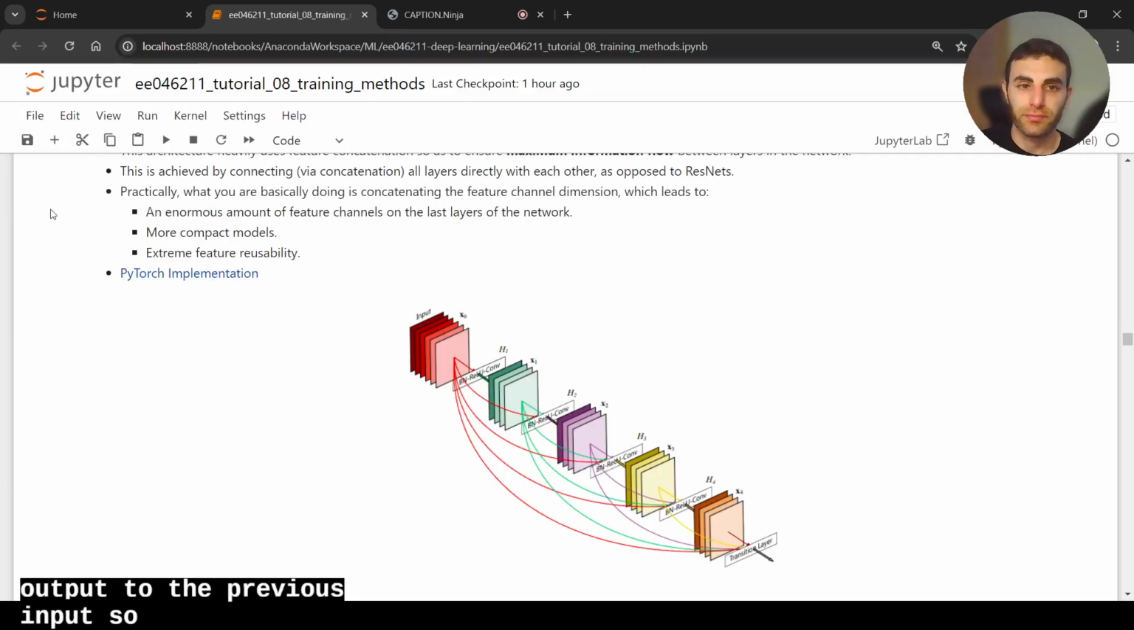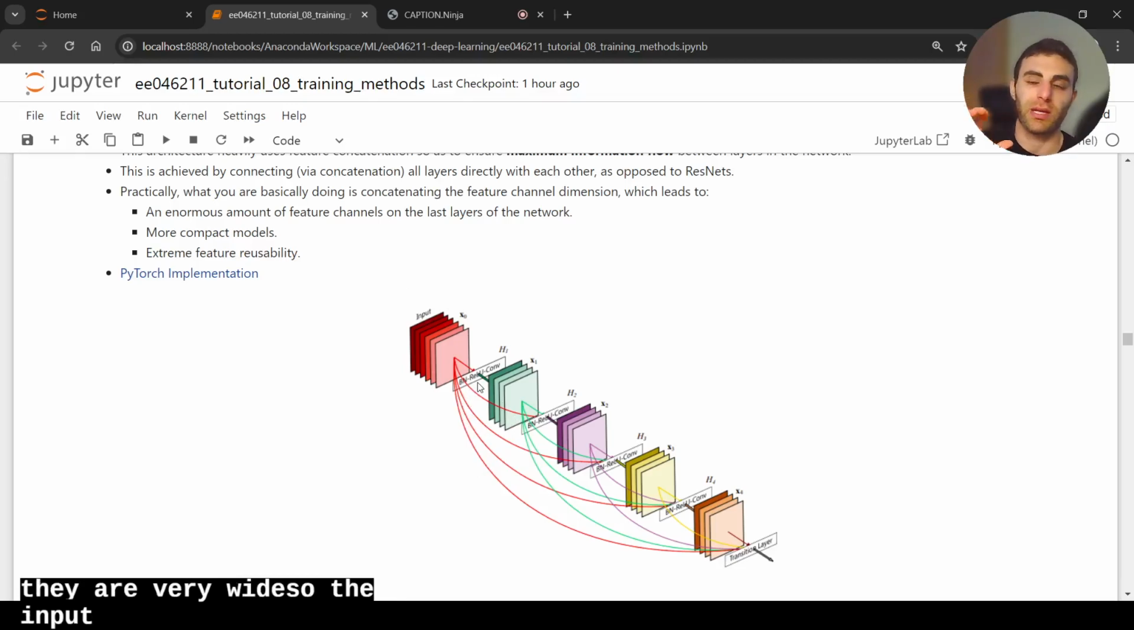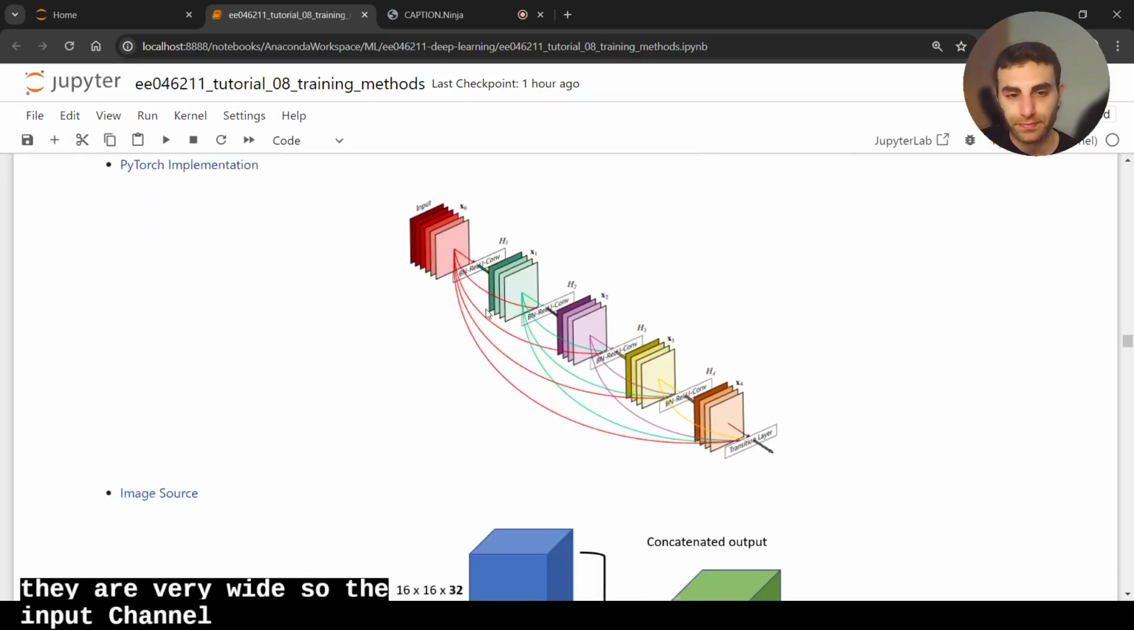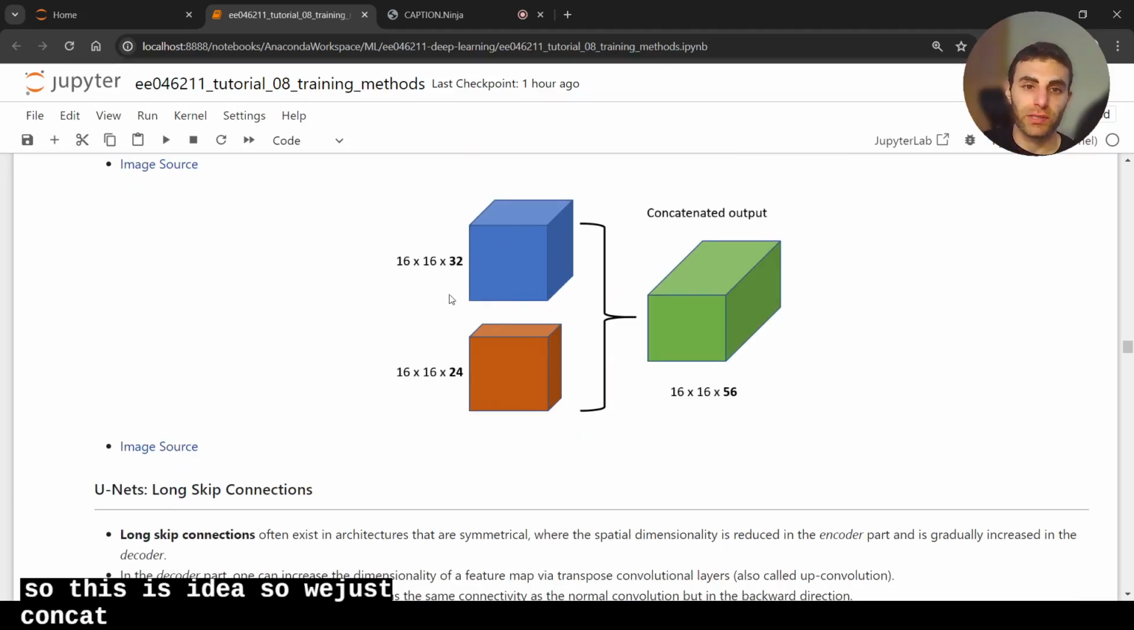So the number of channels grows as we go down, right? And this means that we can't have very large or very deep networks because the number of parameters will explode. So usually dense nets are not too deep, but they are very wide. So the input channels grow a lot as we go down. So this is the idea. We just concatenate over the channel dimension, right? So this is why we have a growing number of channels as we go down.